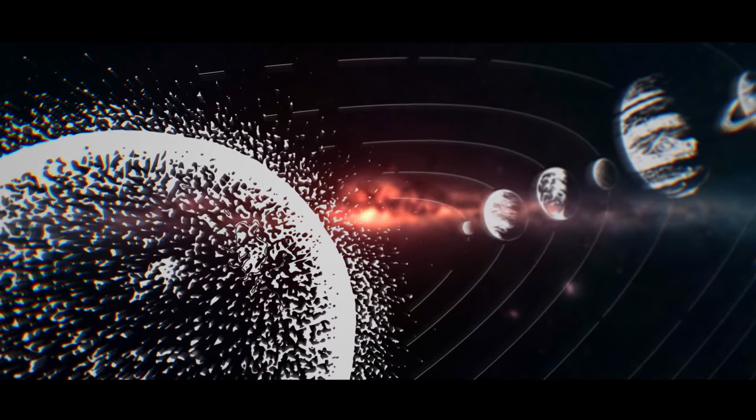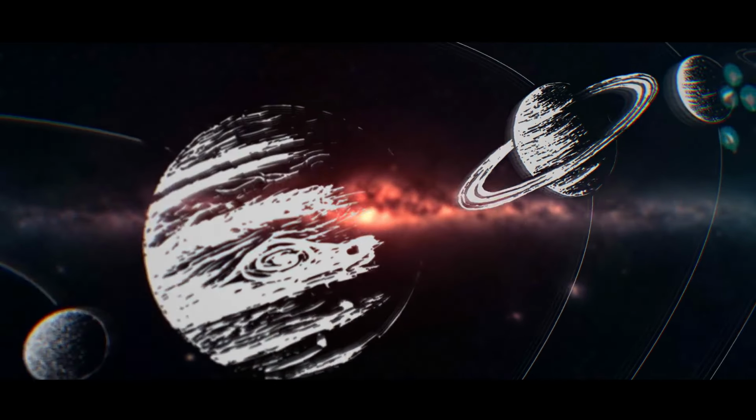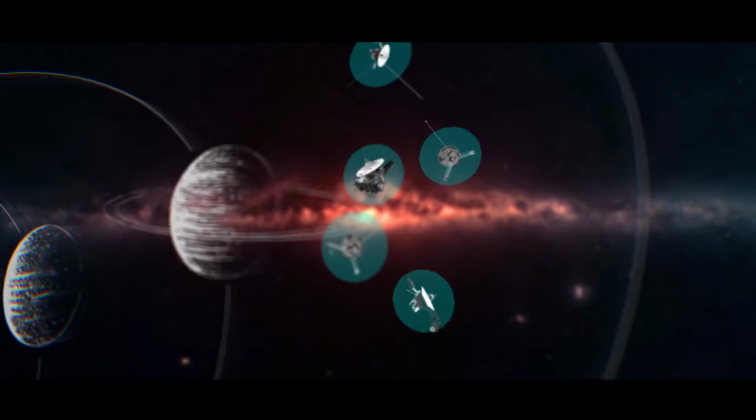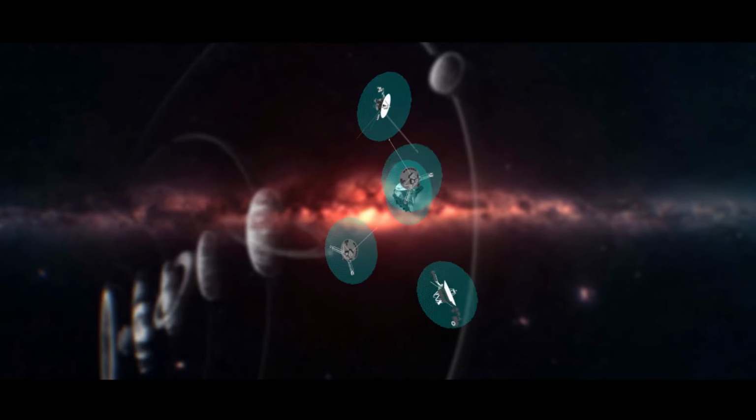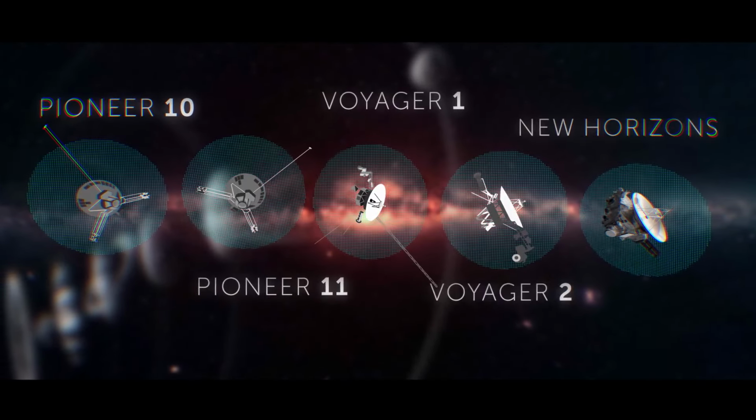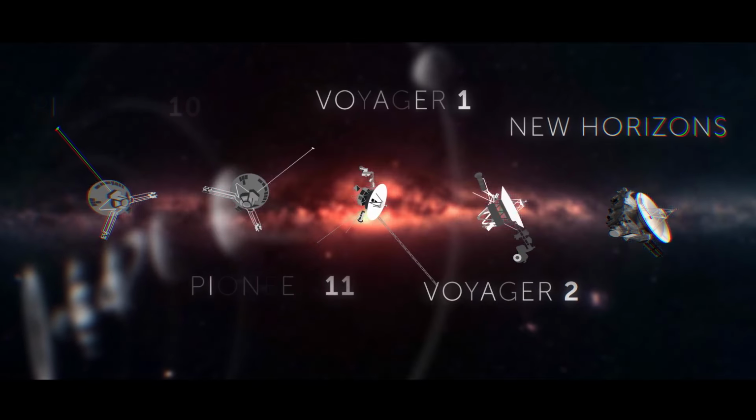In the history of space exploration, only 5 spacecraft have managed to leave the gravitational pull of the solar system. Those were Pioneer 10 and 11, Voyager 1 and 2, and New Horizons.